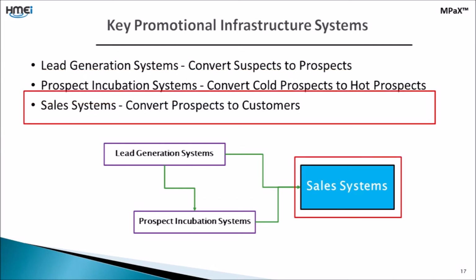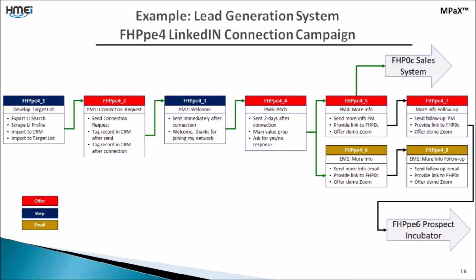Sales systems convert prospects into investigators, evaluators, and then customers. This is the first of 3 examples I want to share with you that illustrate how we go about mapping our promotional infrastructure systems. What we're looking at is a map of a lead generation system designed to connect with targeted suspects on LinkedIn and then convert them into prospects.